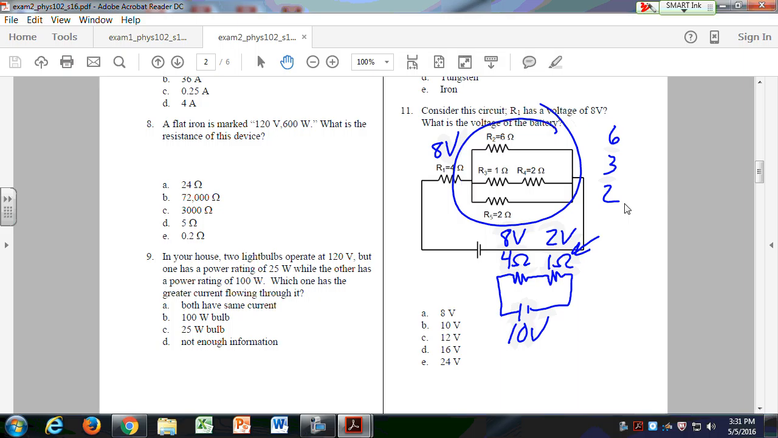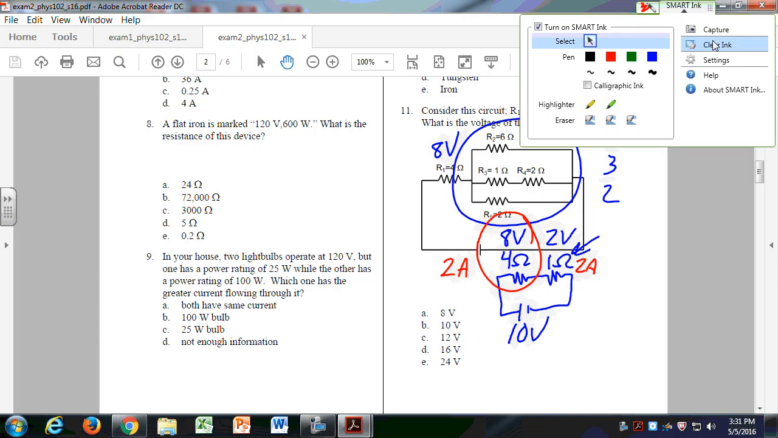Another way of doing this would be to say, if I have 8 volts and 4 ohms, that's 2 amps. And if I have 2 amps, I also have 2 amps over here. If I have 2 amps over a 1 ohm resistor, I have 2 volts. And then that would get you the 8 plus 2 is 10. Okay? Anything else from this test, Joe?